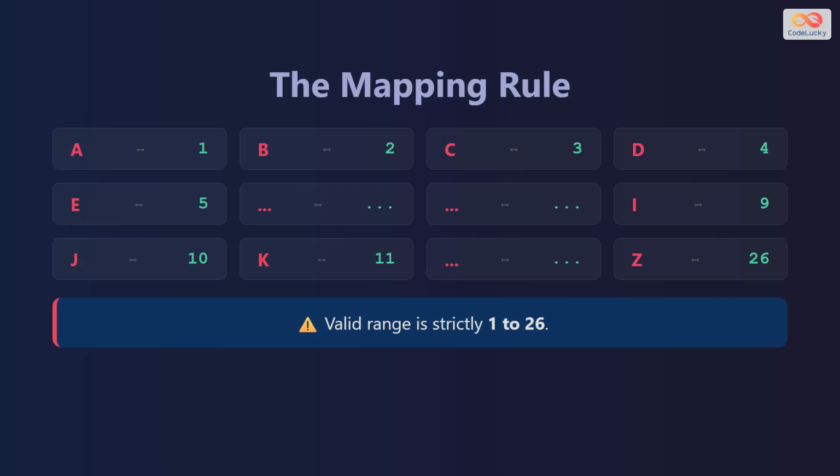The decoding rule is straightforward but strict. The letter A maps to the number 1, B maps to 2, all the way up to Z, which maps to 26. Crucially, numbers must be between 1 and 26 to be valid.